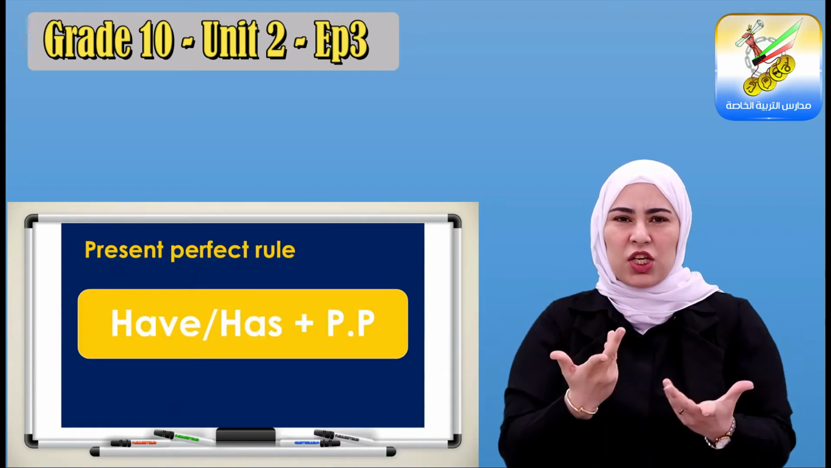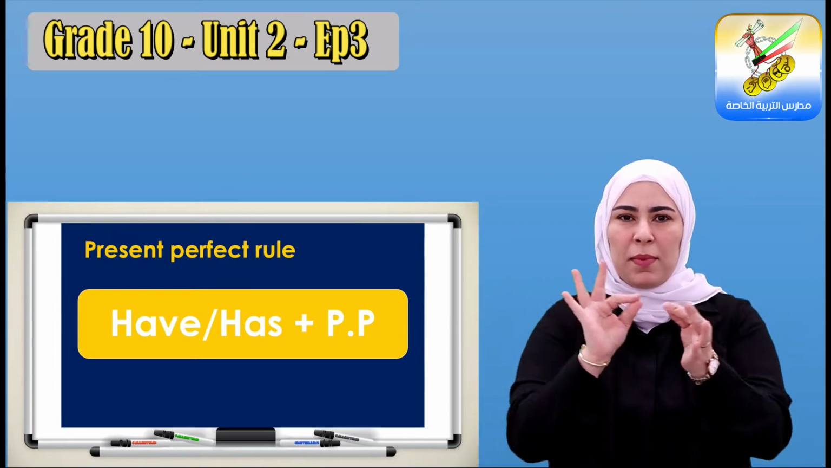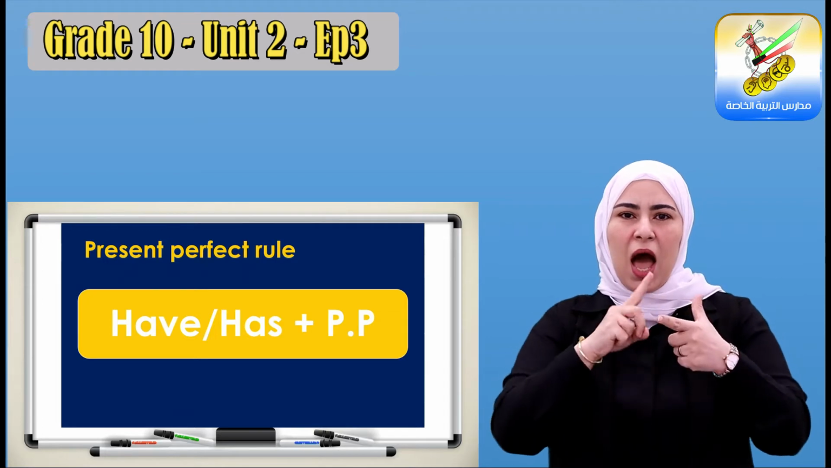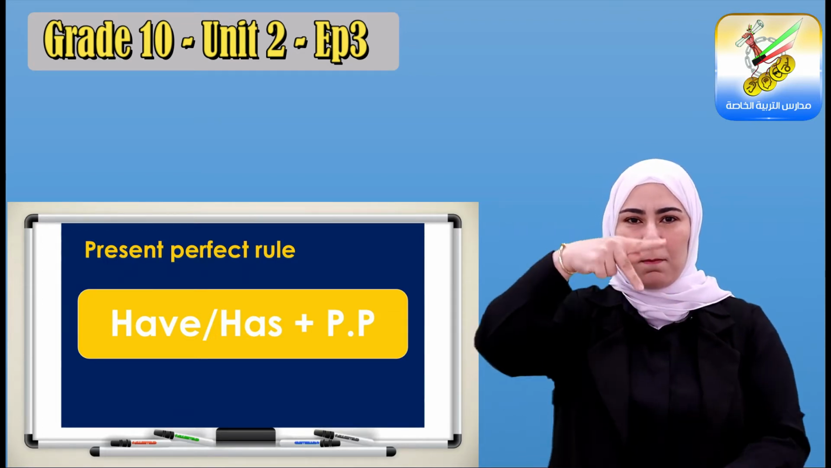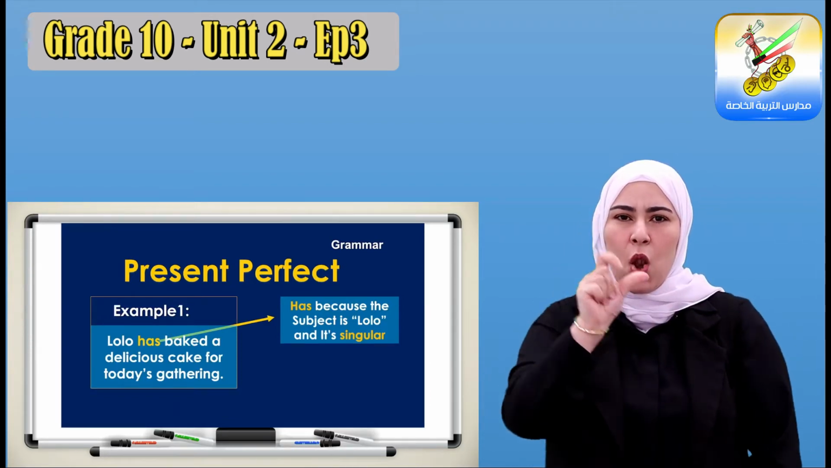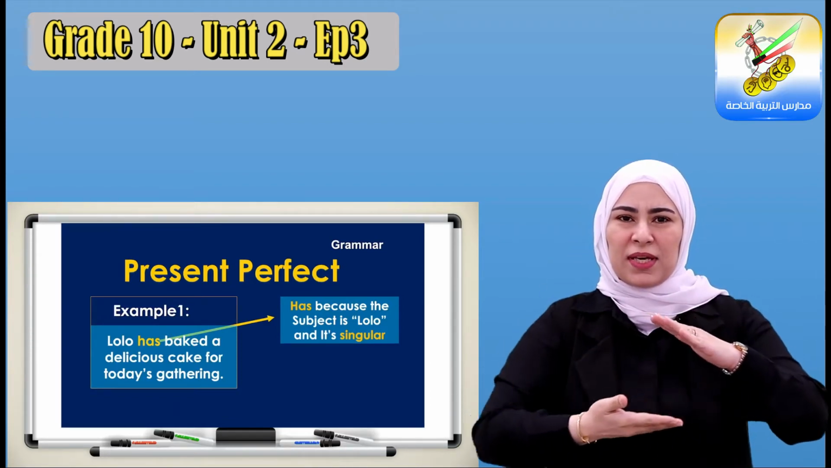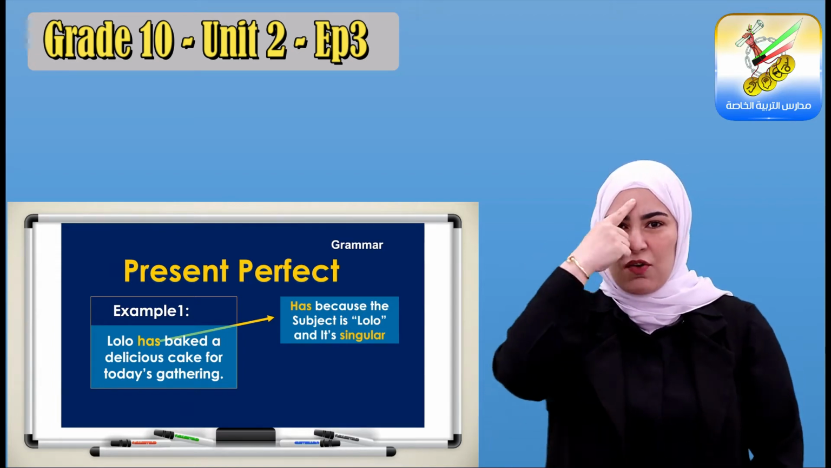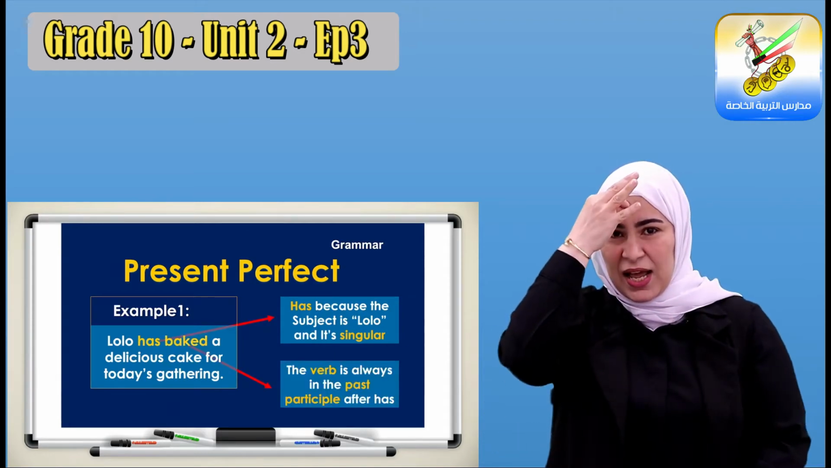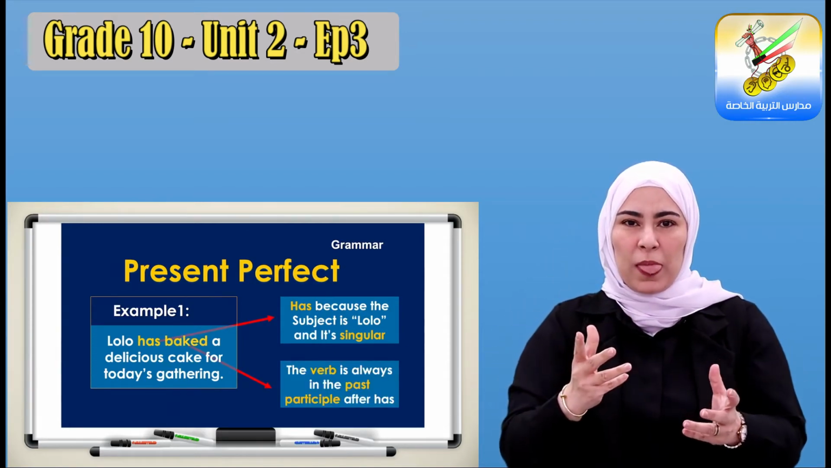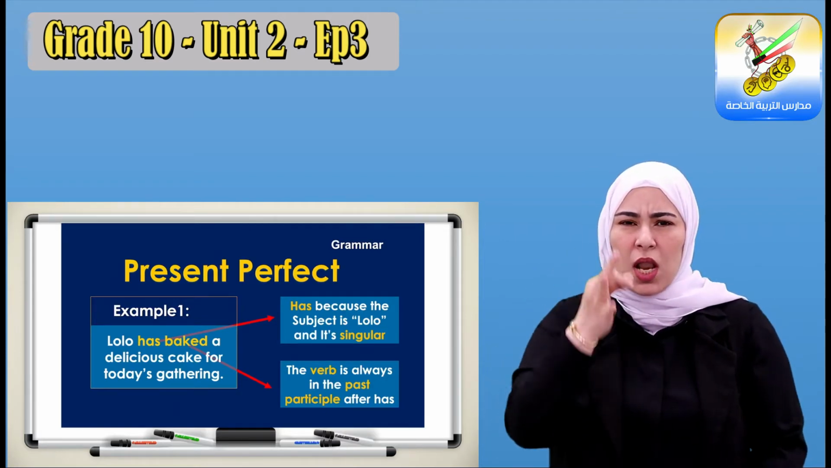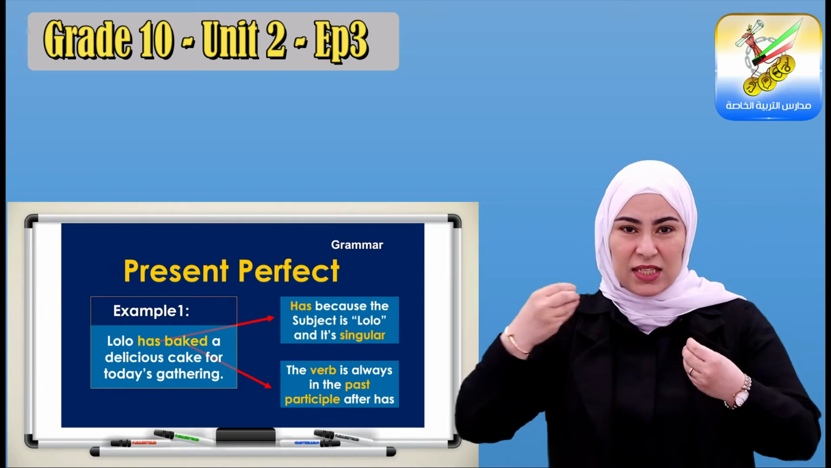The present perfect has a very simple rule, which is to use have or has plus the verb in the past participle. For example, Lulu has baked a delicious cake for today's gathering. Has here indicates that this sentence is in the present perfect. Baked is in the past participle. Every single verb coming after has must be in the past participle.